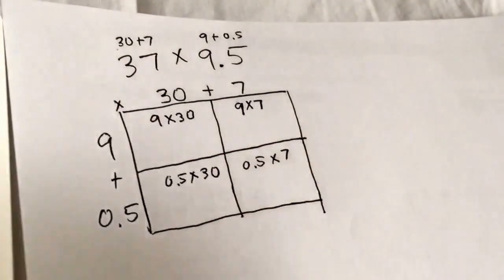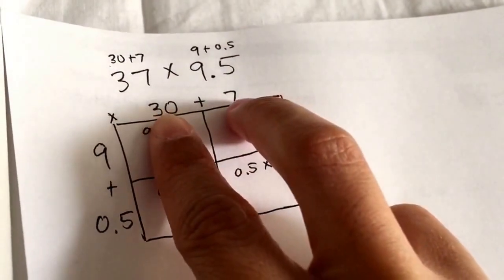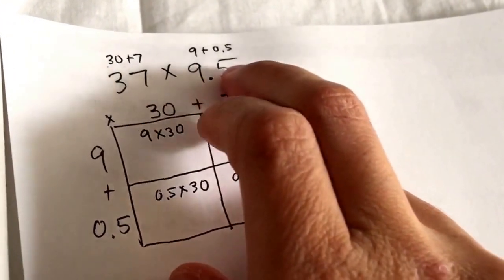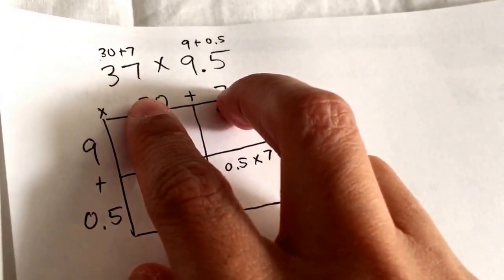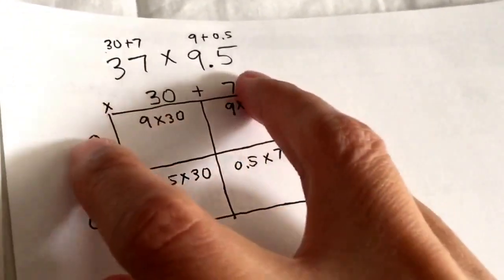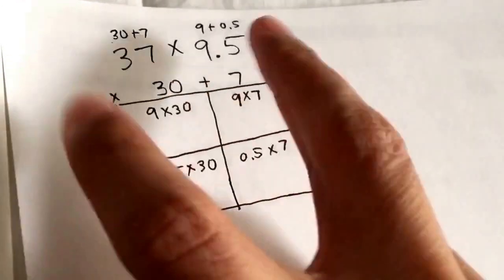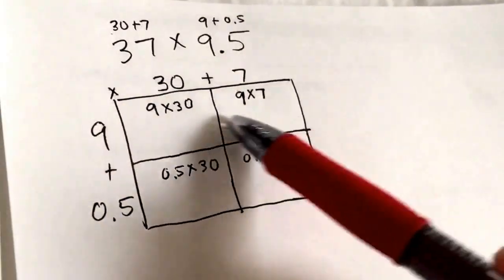So, step 1, take the first number, 37, and break it down into the different place values. Take 9 and 5/10, and again break it down into the place values. This one goes on top, this one goes to the side. Then for each box, just multiply the two numbers that make up that box. Next step is multiplying all of these out.